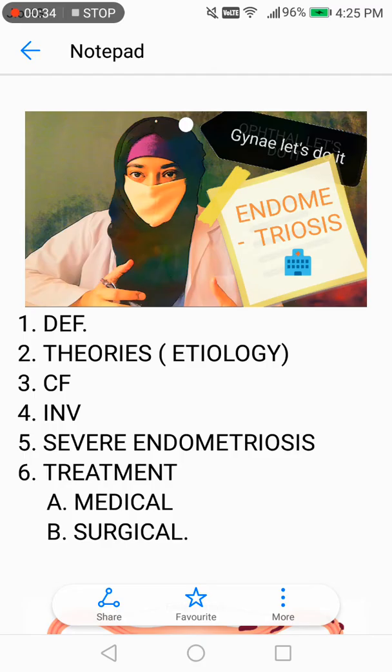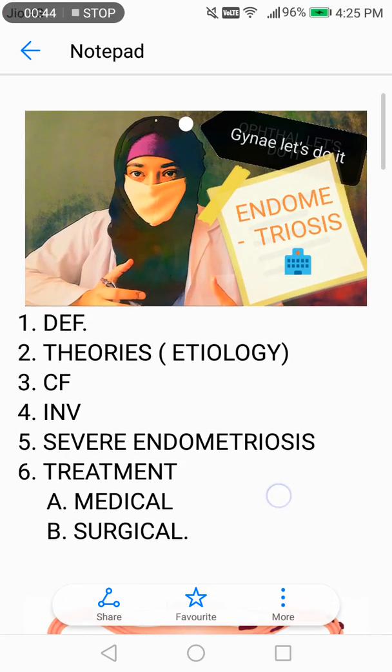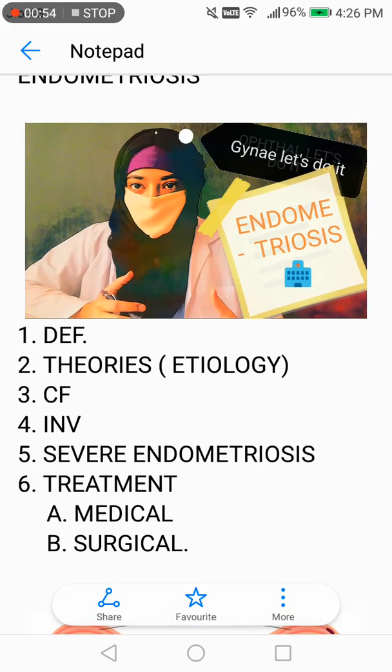Okay, now coming to the theories, that is etiology. Why does this occur? It does not occur in every woman of the reproductive age group. So why are only specific women predisposed to develop this condition? Number one is genetic predisposition, like having a first degree relative with this condition increases the risk by 7 times. Number two, Samson's theory of retrograde menses.